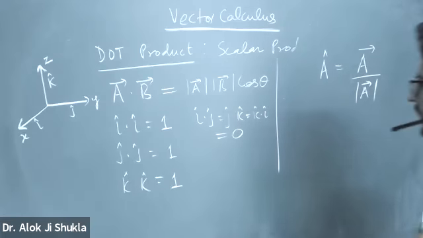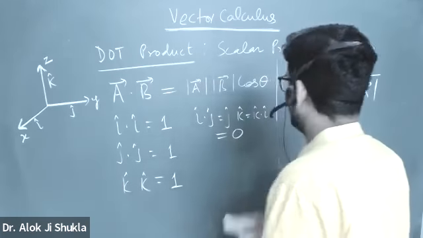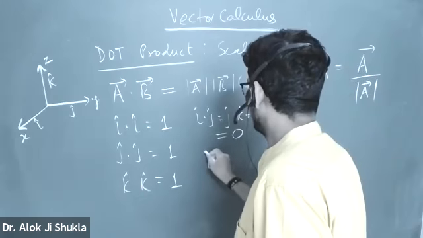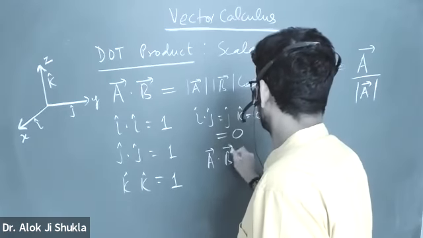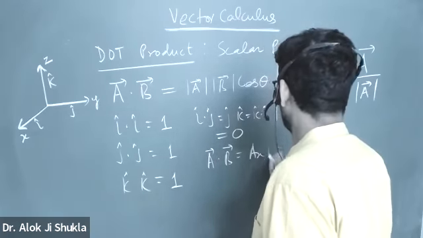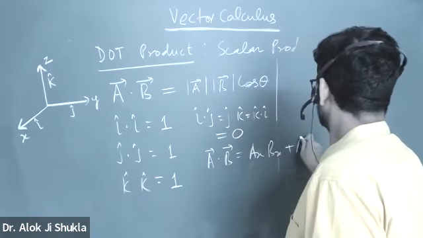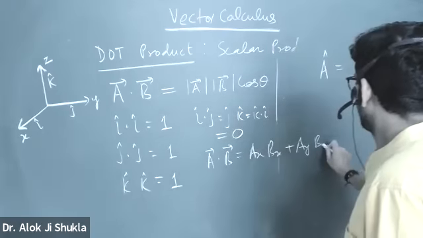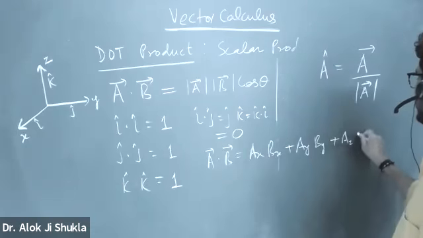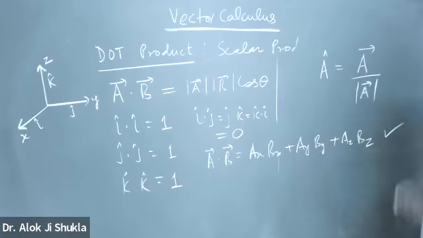And A dot B can also be written as AX BX plus AY BY plus AZ BZ. This will be the dot product of the vector.